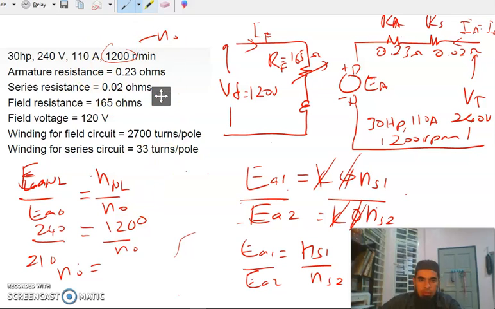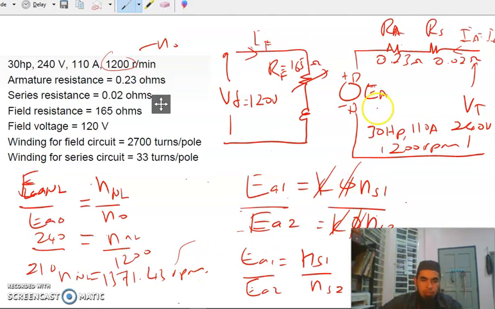So we have here N no load is equal to 1371.43 RPM. So this is the parameter that we should take note of.